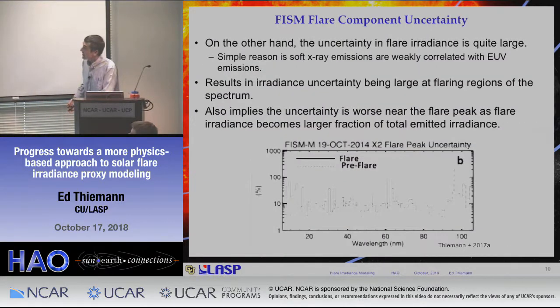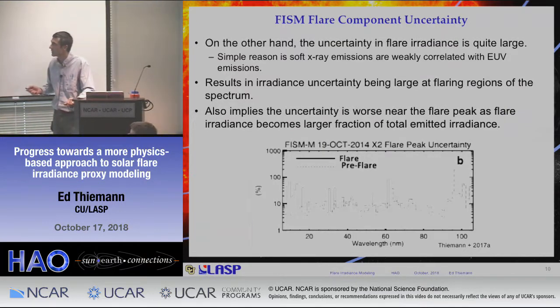On the other hand, the FISM flare component uncertainty is quite large. The simple reason is that soft X-ray emissions are weakly correlated with EUV emissions. And this is what the aim of the work we're doing now is, to try and correct this. This is the uncertainty as a function of wavelength for an X2 flare that occurred in October. The dashed line is the pre-flare, and that's around 4%.